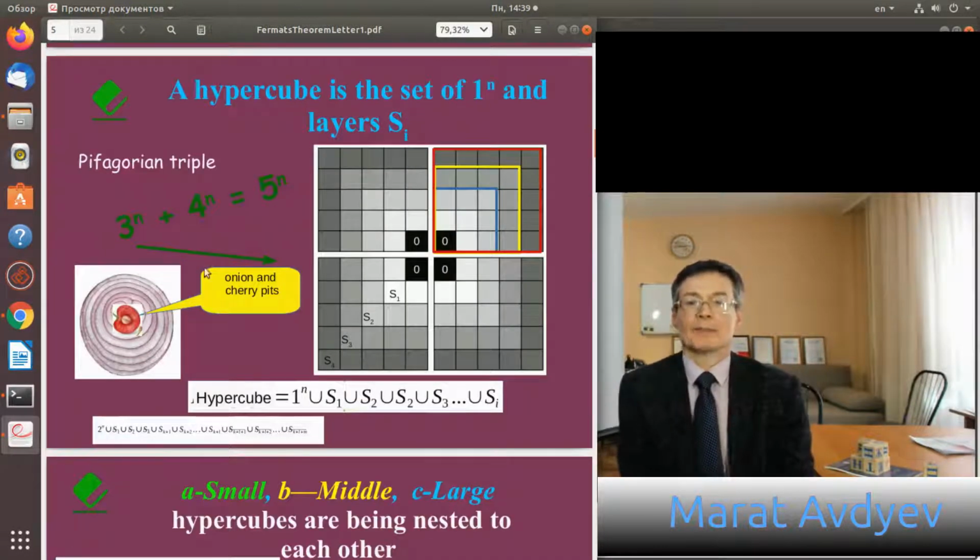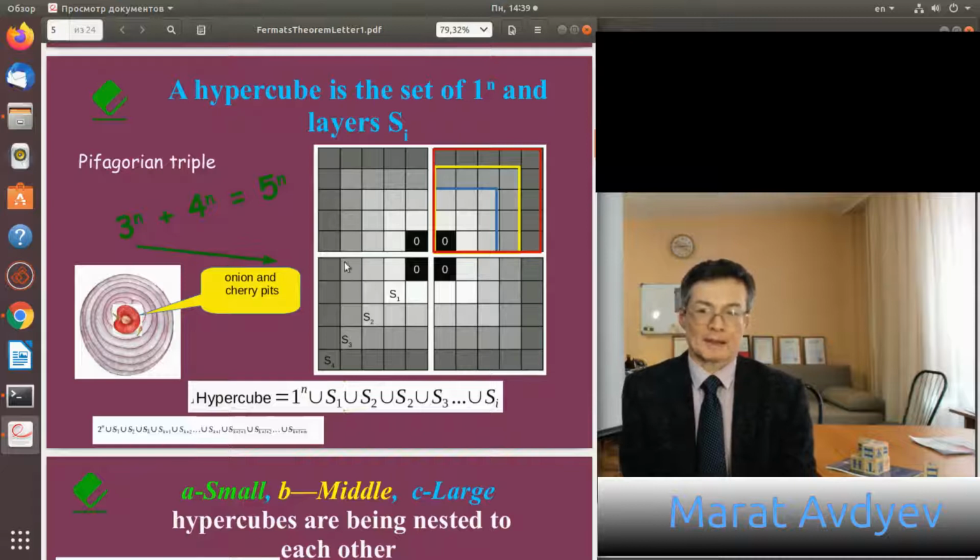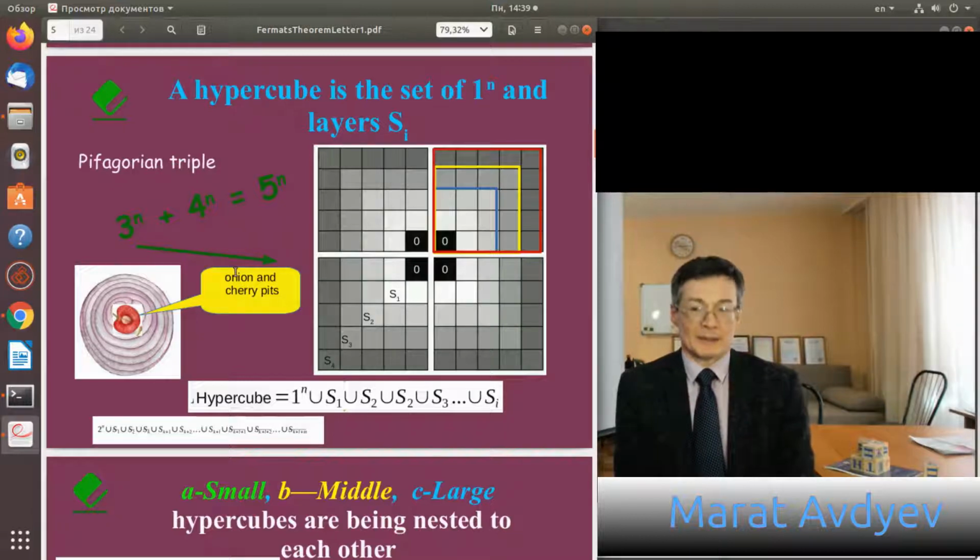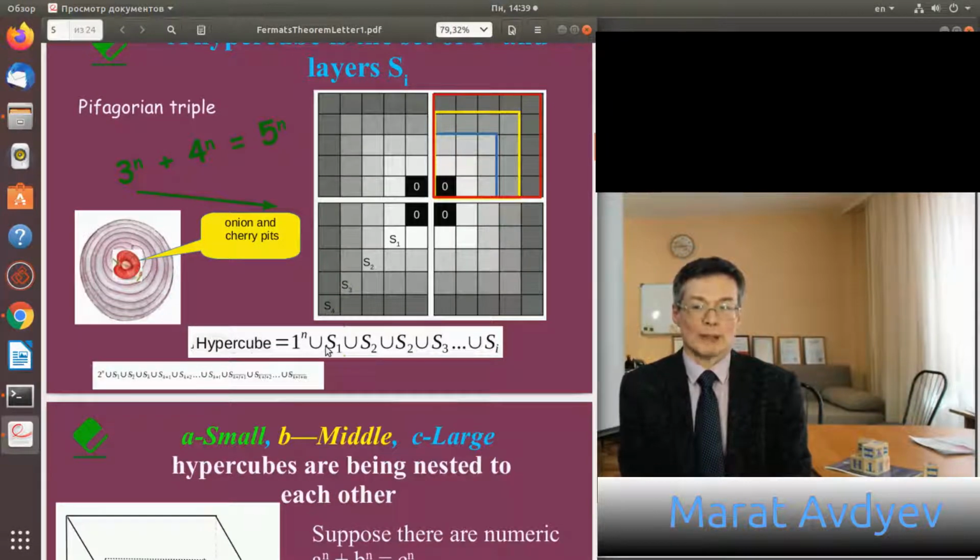Let us consider a hypercube as a set of shells, a set of layers. For instance, 3 power 2 plus 4 power 2 is equal to 5 power 2. Pythagorean triple. Here you can see it. A set of hypercube 1 power n and S1, S2, Se.